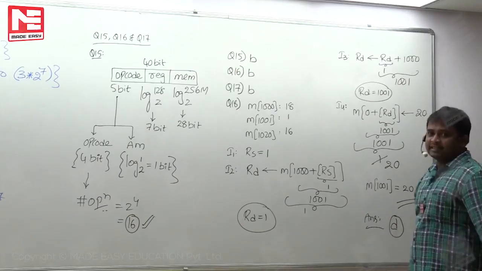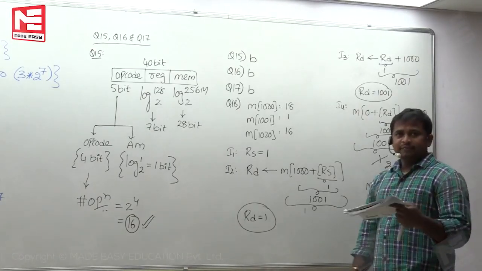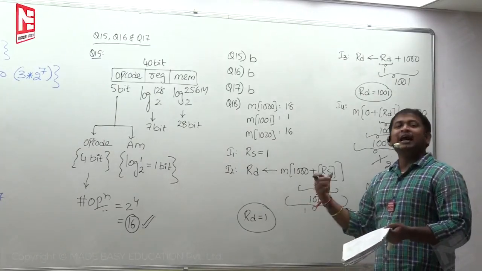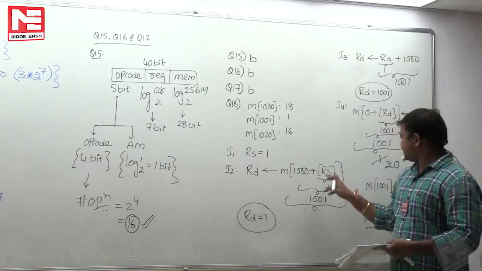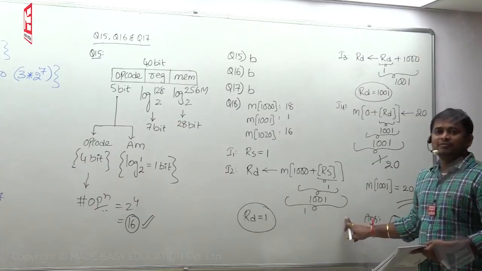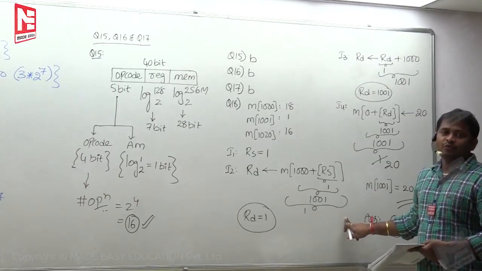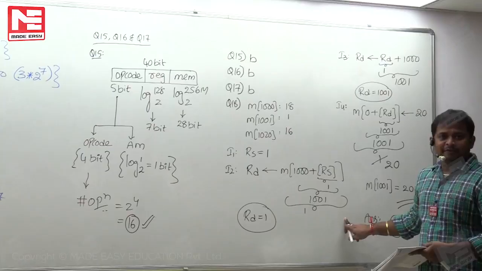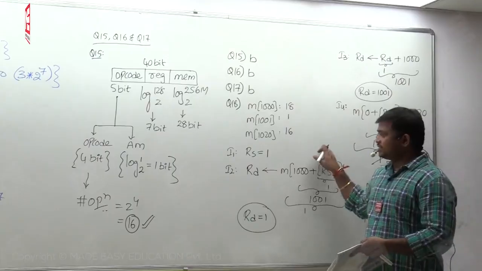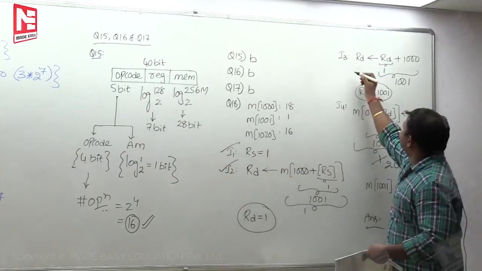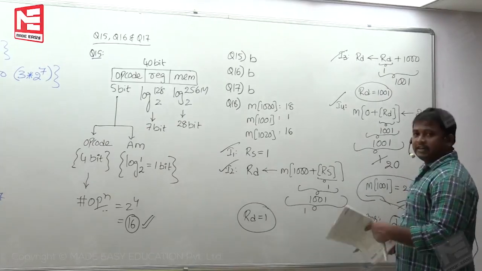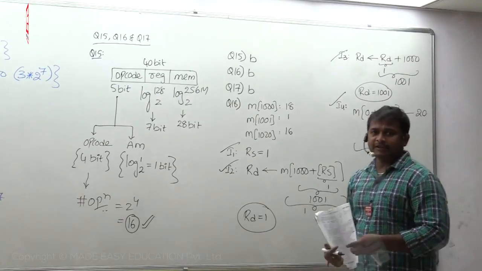Like this, analyze the questions which are related to the instruction formats and the addressing modes. Okay, practice like this. By looking at the question, you can execute the question. You can understand the question, what type of instruction it is, what type of addressing mode is possible. Accordingly, you can execute I1, I2, I3, I4. Final answer is memory location 1001 contain 20. Is it clear? Copy it.